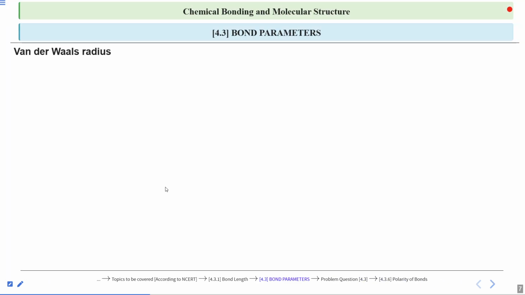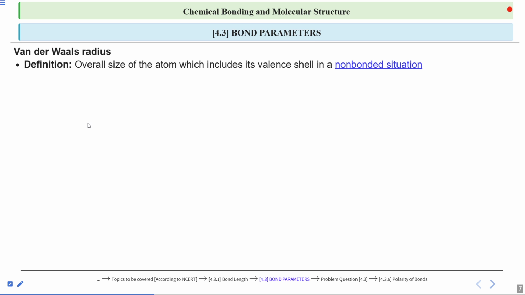Now we will take a second type of radius and a much more important type, which is known as van der Waals radius. We have talked about this van der Waals radius, right? When we were discussing the classification of elements, we said that noble gas cannot be present in the bonded state. So in that case, we have to take the van der Waals radius. How? If I want to define the van der Waals radius, it is basically the size of the atom, and this size also includes the valence shell in the non-bonded situation.